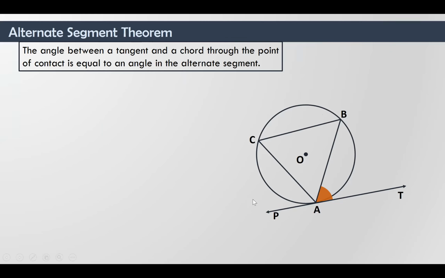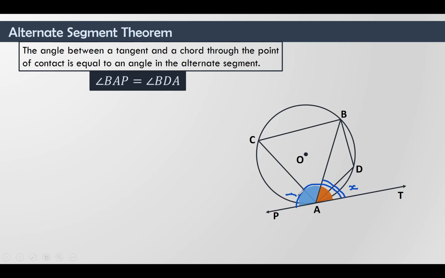If we see the another angle, that is angle BAP, it forms a linear pair with angle BAT. So suppose if angle BAT is x, angle BAP will be 180 degrees minus x.